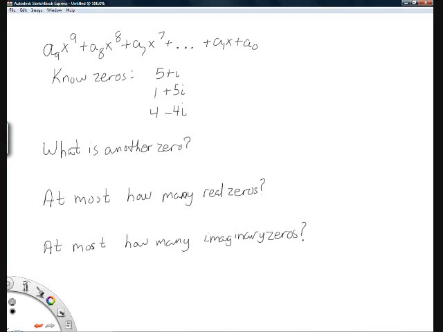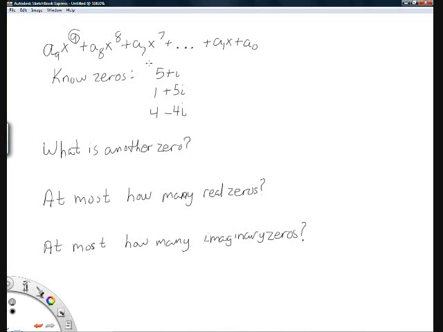Hello and welcome. This tutorial is to help us describe how many zeros of various kinds there are given a very general polynomial. To illustrate this, I have on the board here a polynomial of degree 9. I know it's degree 9 because the leading coefficient right here is a 9.